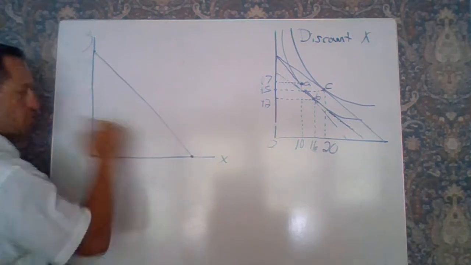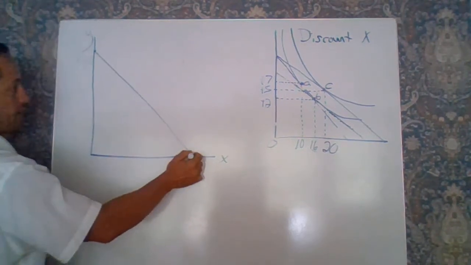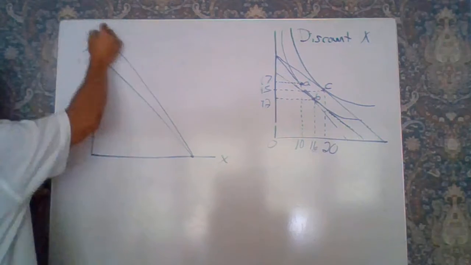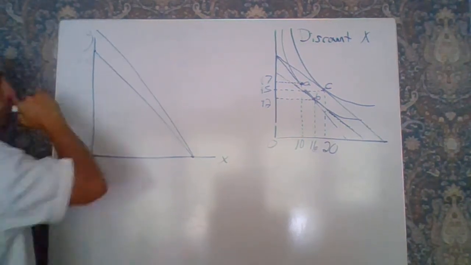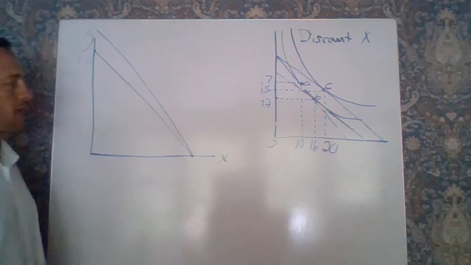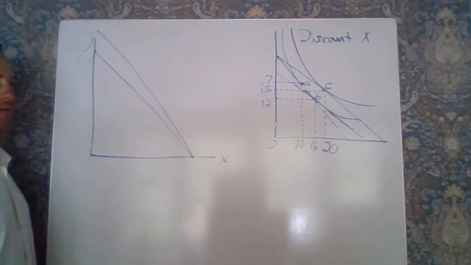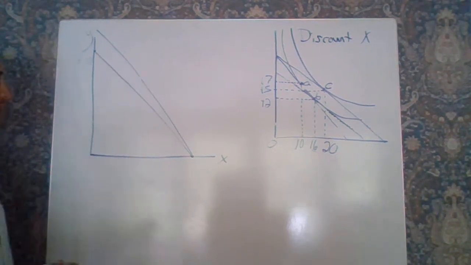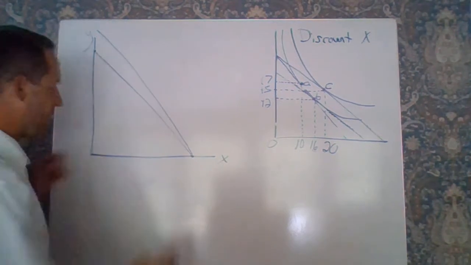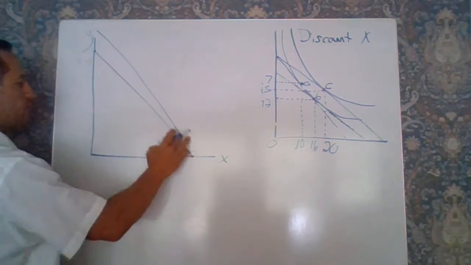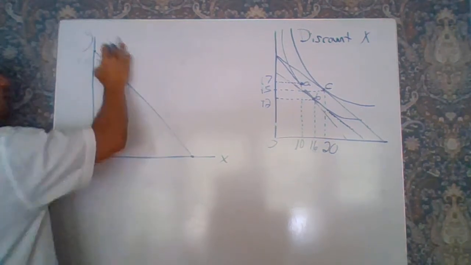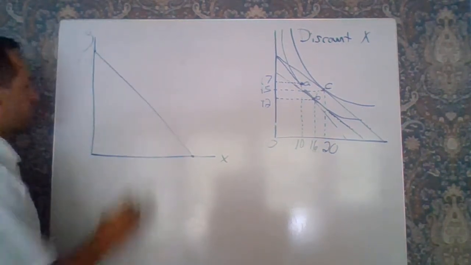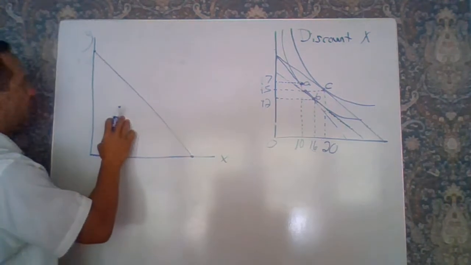If y becomes cheaper, for example, this line becomes steeper. So a cheaper y would cause this budget constraint to have a more negative slope, a steeper negative slope. And the area of this triangle, the area behind this line, represents buying power. So this is buying power in here.